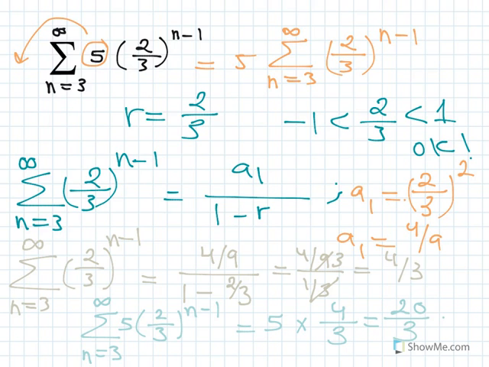So this series converges, and it converges to 20 over 3. And that's how we do that.